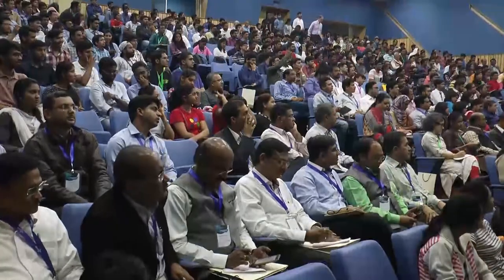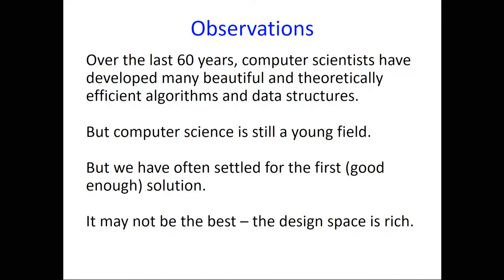Now, I'm in the latter half of my career, at least, so let me begin with a few general observations. Computer science is a young field. I've been in it for most of its existence, actually. I got my PhD in 1972. Most of the algorithms that we know have been developed over that period of time, starting right after World War II, over the last 60, 70 years. Computer scientists have discovered many amazing results, many efficient algorithms and data structures, but it's still a young field.